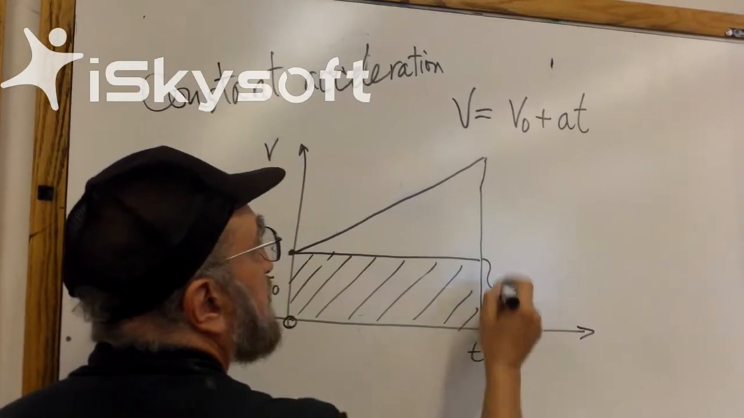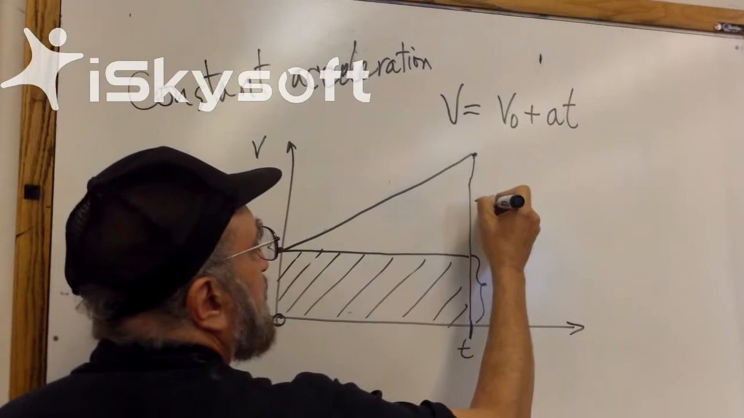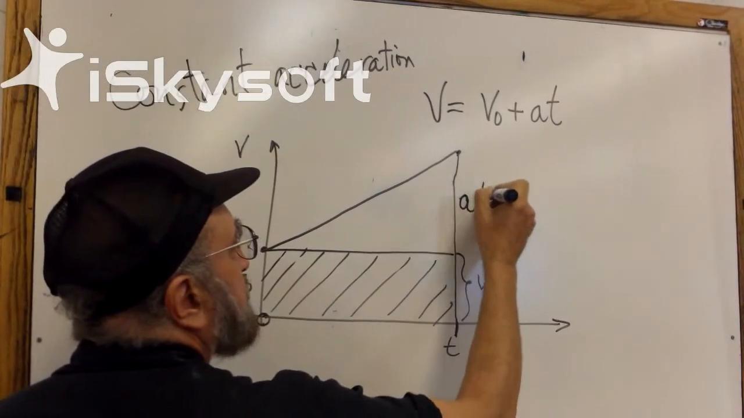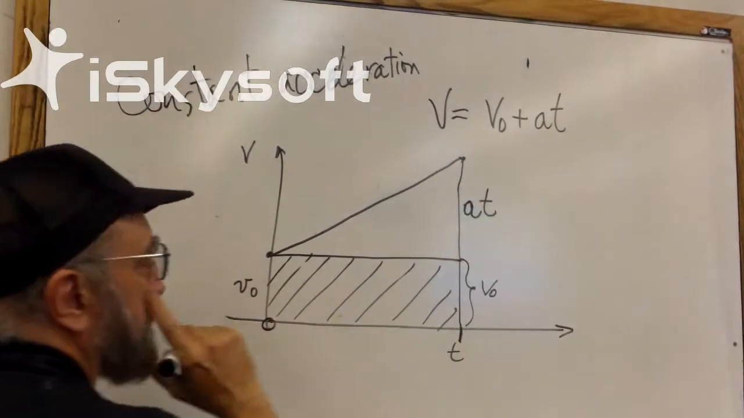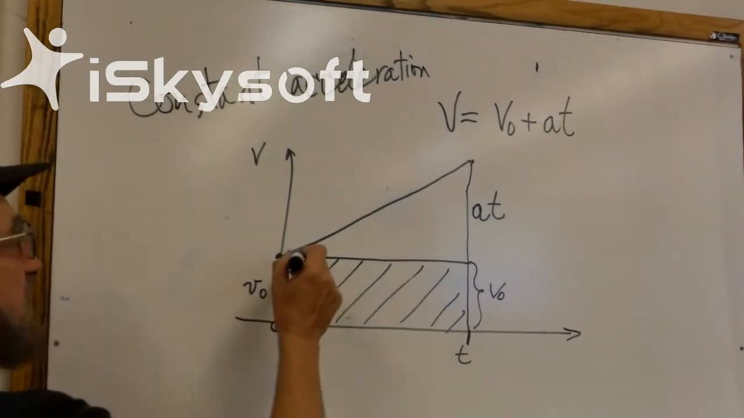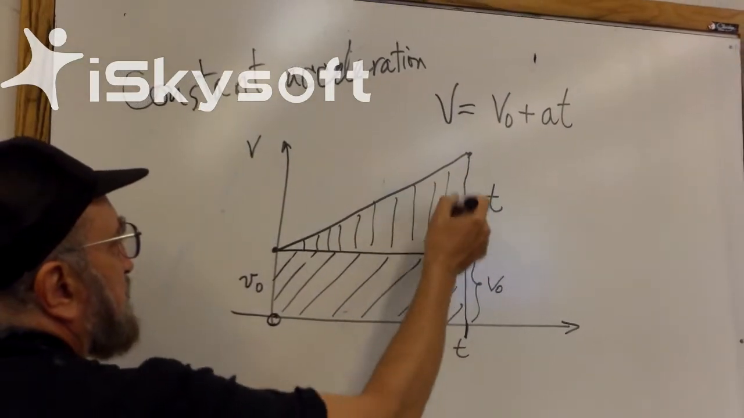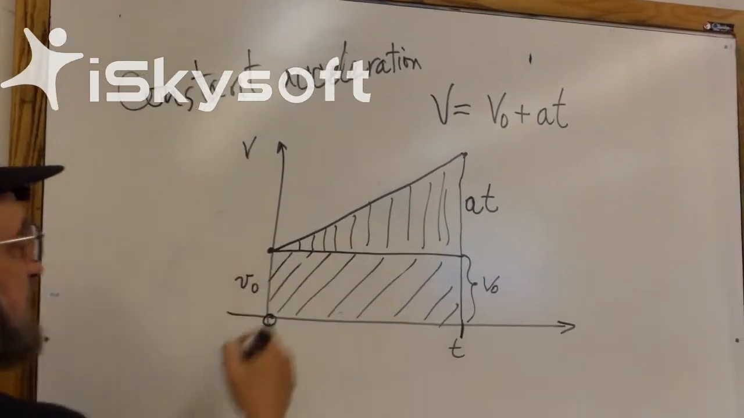If this is v0 and the velocity is that at time t, then this area is a times t. I mean, this height is a times t. Now this is going to be a nice little calculation. The area consists of two parts: the triangle here and the rectangle there.